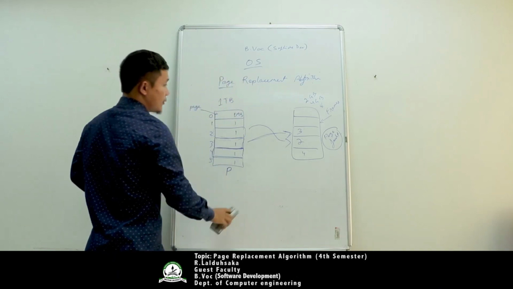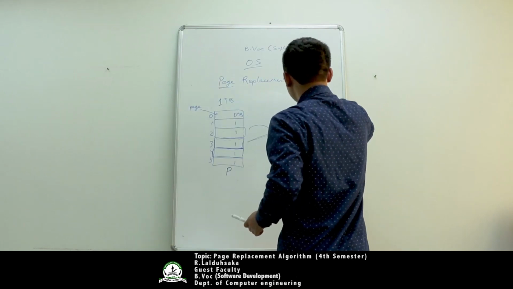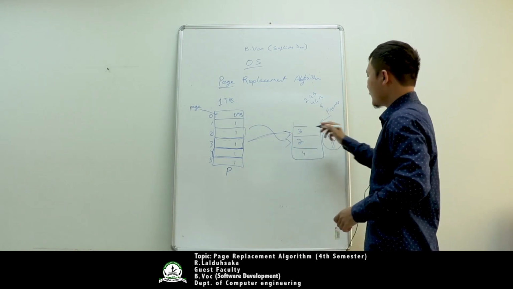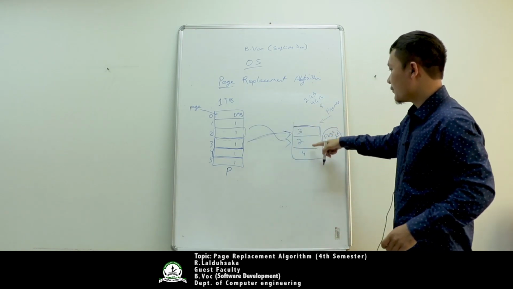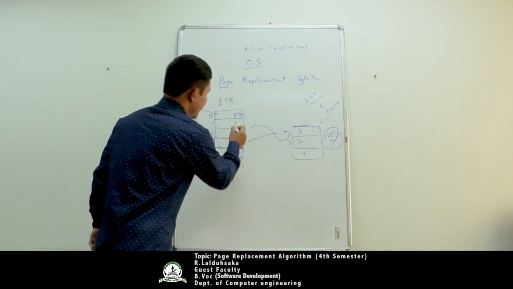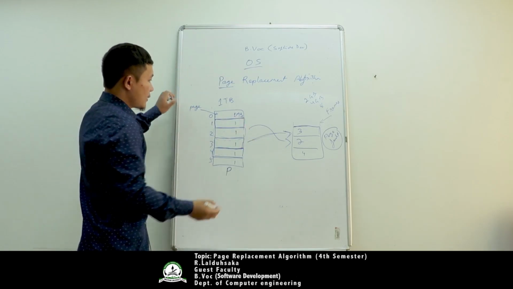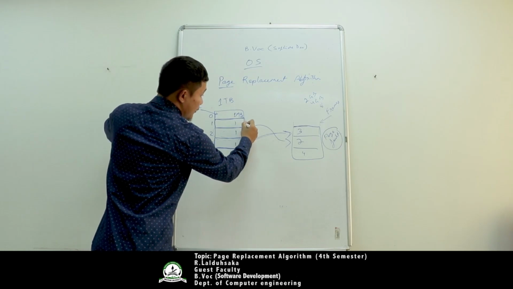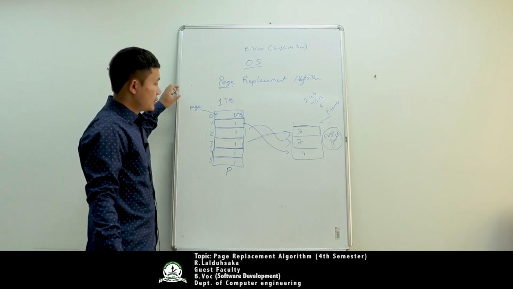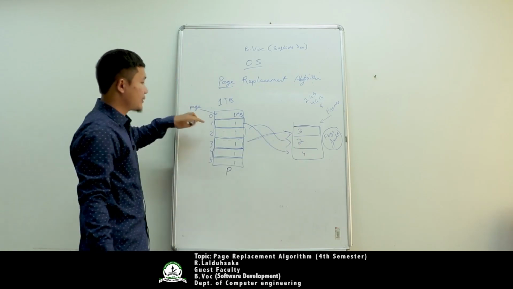Now, putting these things together, suppose there are only 3 frames allotted for this process, and these frames are already filled by 3, 2, and 4. Suppose page 1 is requested by the main memory. Then for this one to fit into the main memory, one has to be swapped out. One has to be replaced, which means any one of these frames has to be replaced by this one.